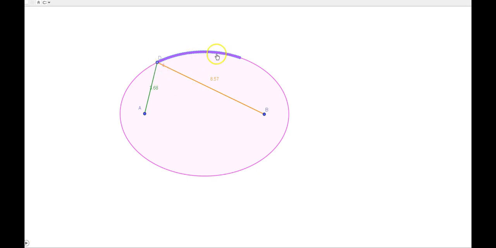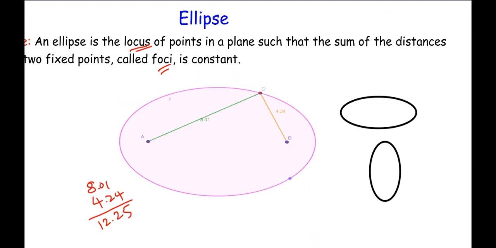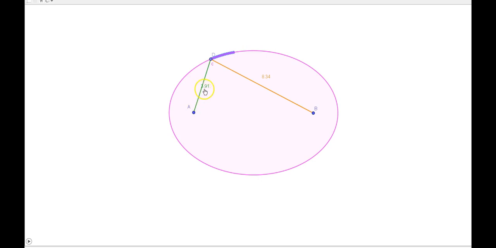Now it moved from the previous point up to this one. What is the measure here? It is 3.68, and the other line segment is 8.57. 3.68 plus 8.57, on adding, will again give us 12.25. The sum is going to be the same. So wherever the point D lies on this ellipse, the sum of the lengths of these two line segments is going to be the same, 12.25 in this particular ellipse.